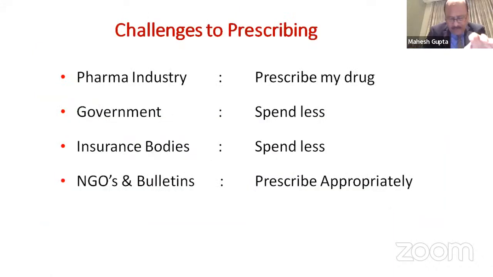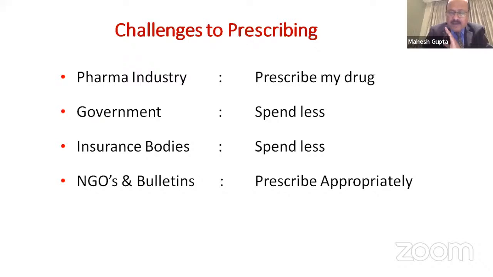And right in the beginning, I'd like to say some challenges which make your prescribing very difficult. The pharma industry is something which is absolutely commercial. They are only interested in this: prescribe my drug. Every medical rep who will come to you will always tell you, sir, my drug is the best. So you prescribe my drug.